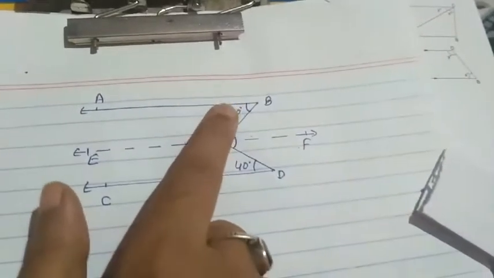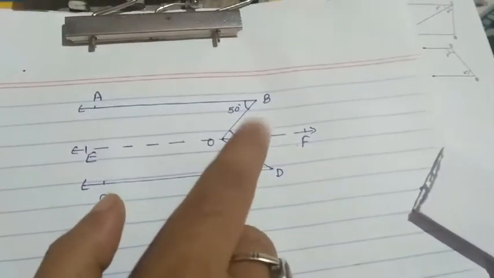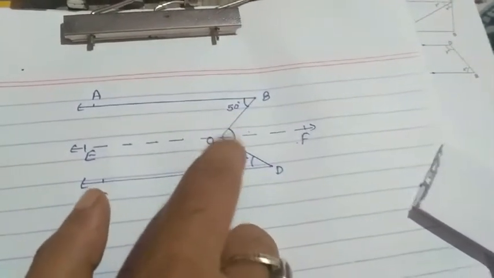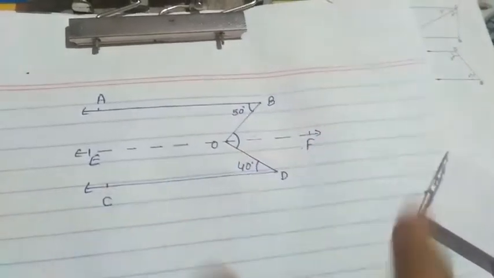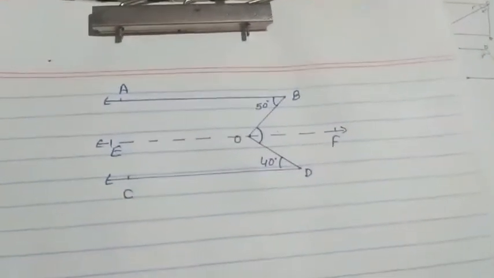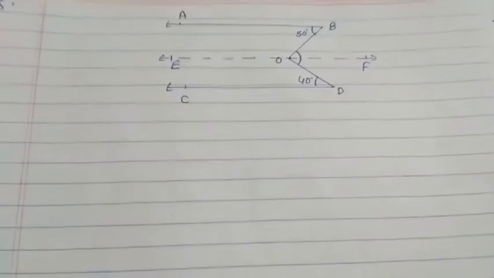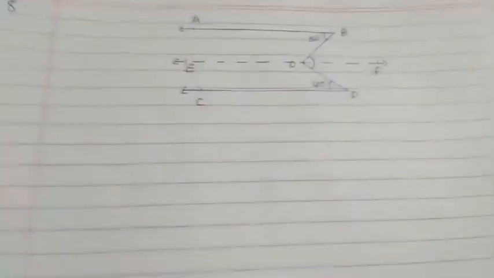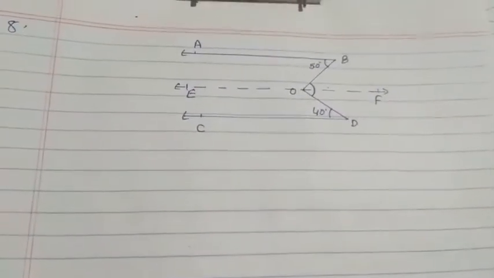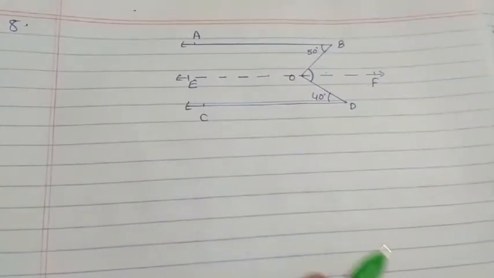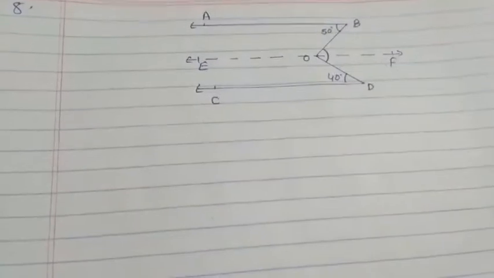So 50 plus 40 means this angle is 90 degrees. Easy now? Just write it here. So I think you understand the figure first. Now whatever is given in the question.